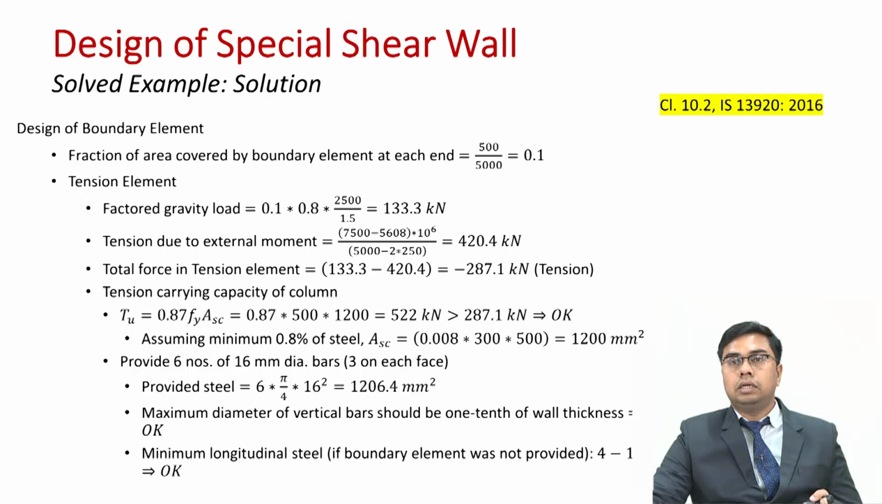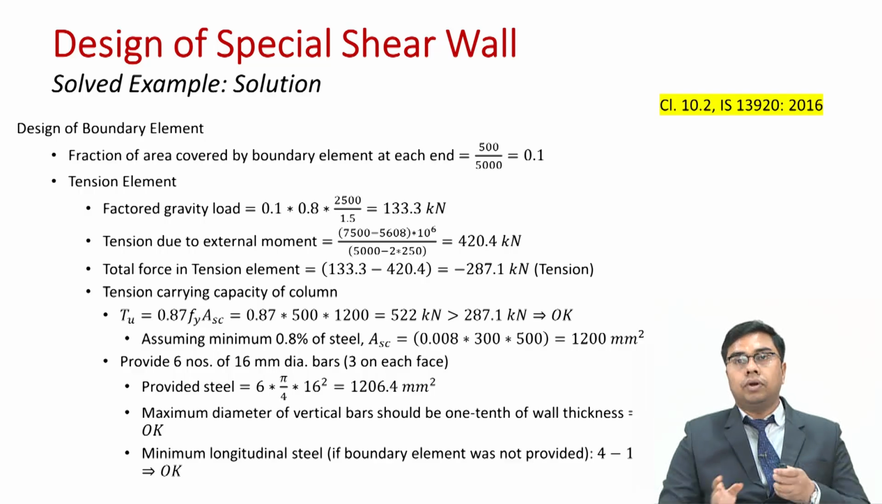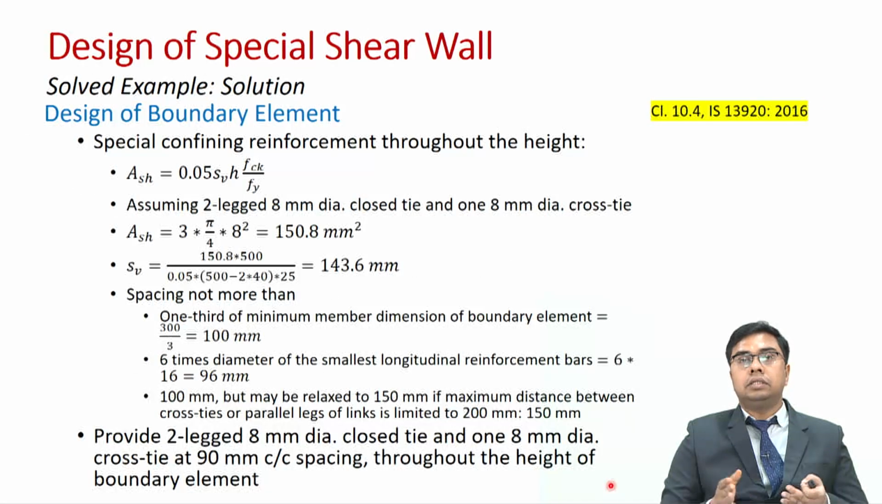It is also larger than the minimum longitudinal steel if the boundary element was not provided, that is, more than 4 numbers of 12 mm dia bars. So what we have found out is that both the boundary elements, the compression element and the tension element, are safe. Now, let us design the transverse reinforcement in the boundary element.